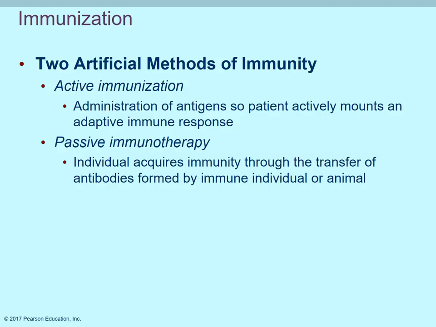Passive immunotherapy is when, for various reasons, the person is not able to be exposed to the actual antigen. So therefore, they are getting immunity. How? Because someone else's antibodies are being transferred to this individual. Those antibodies will provide protection short term. There will be no memory response with it. It will protect them for right now, but not down the road.